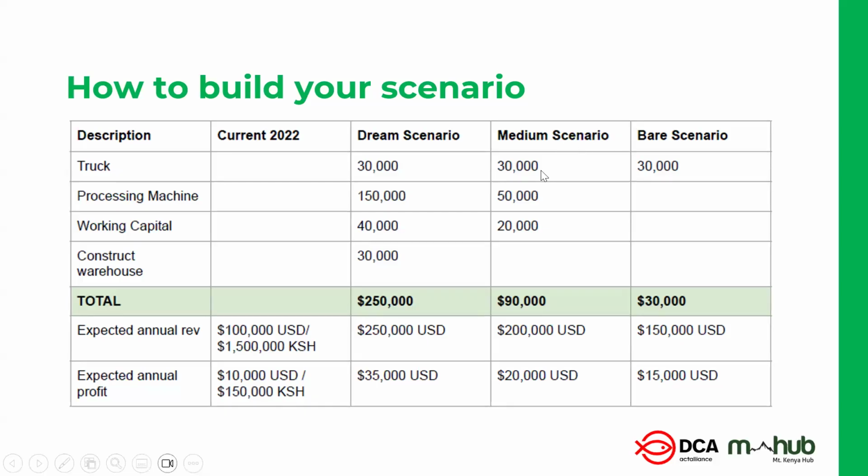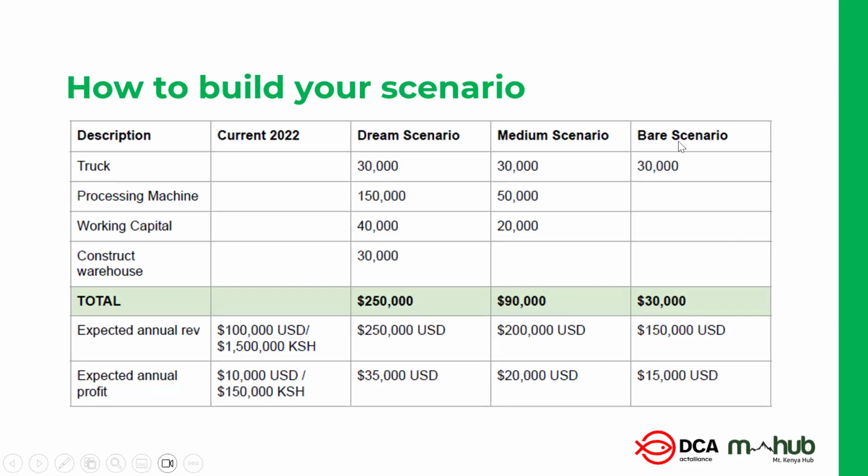Here you say, I cannot do without a truck. For the processing machine, I can start with a small one of 50,000. And for the working capital, I can do with 20,000, and then a total of 90,000 in total. So if I get 90,000, expected revenue will grow to 200,000. And in terms of expected profit, it's going to go to 20,000.